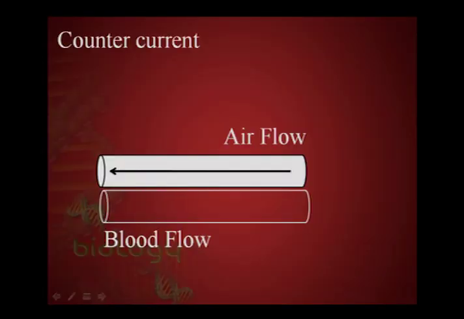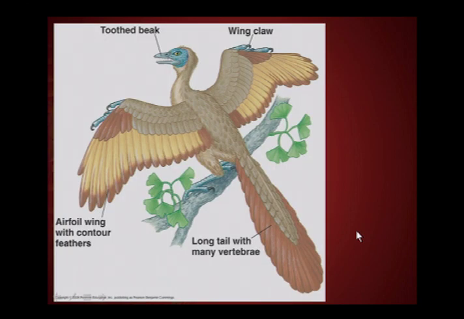So flight requires a tremendous amount of oxygen, and so they have a lung that's adapted to allow for a one-way flow of air, and that will move opposite the direction of blood flow. And that's a really efficient mechanism. It's called a countercurrent mechanism. And so it allows for maximum extraction of oxygen from the air. And again, they need that kind of efficiency for flight.